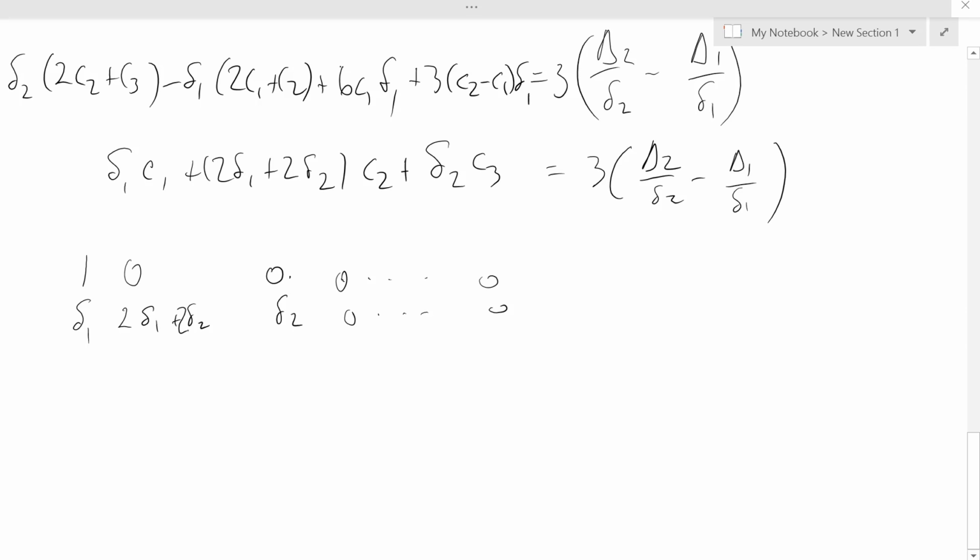Now the next one gets moved over, right? C1, this was C1, C2, C3. The next one will be C2, C3, C4, right? And then everything's going to get moved up. Instead of delta 1, we'll have delta 2. Instead of delta 1 plus delta 2, we'll have delta 2 plus delta 3 and a delta 3, right? So we'll get a 0 here, a delta 2 here, a 2 delta 2 plus delta 3 here, a delta 3 here.